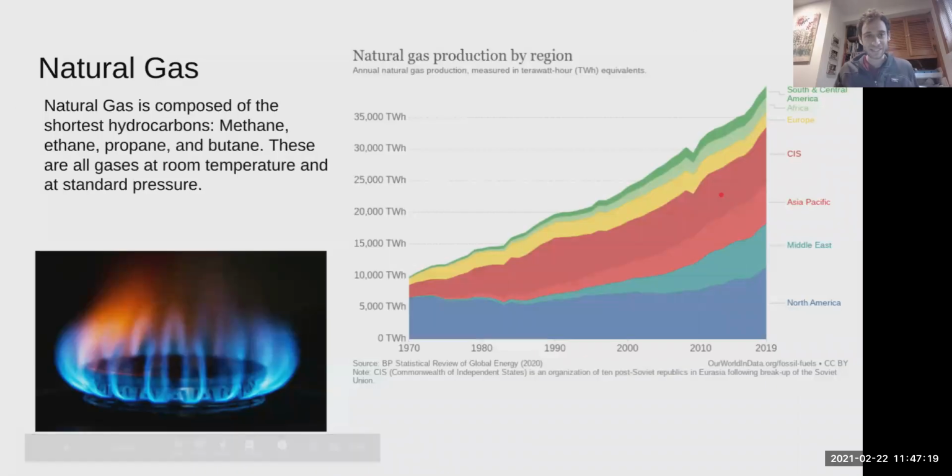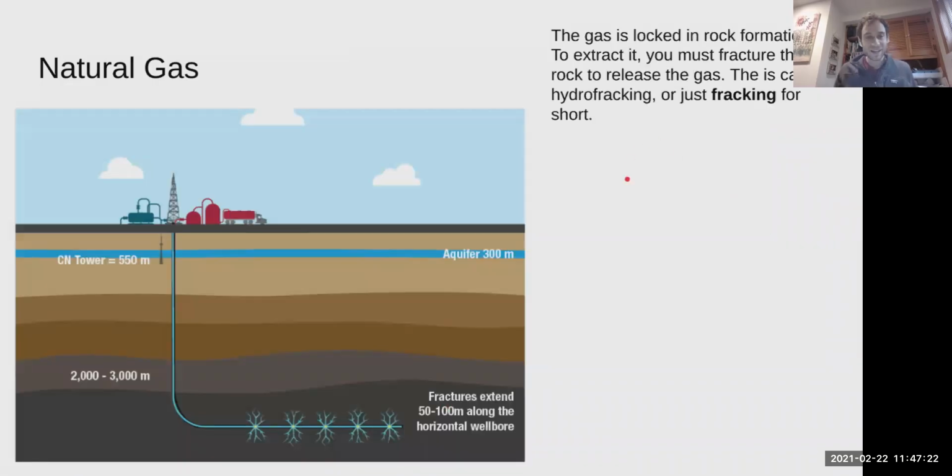So why has natural gas increased so much? It's because of an extraction technique. The gas is locked in rock formations, usually shale rock. It's locked up in there. To get the gas out, you have to crack the rock open. You have to bust it up, and that will release it. This process is called hydrofracking or fracking. This is sending water and other stuff under high pressure down a well. And that high pressure will crack open the rock, and then the gas will fill in the cracks, and then you can suck the gas out. This is what fracking is.